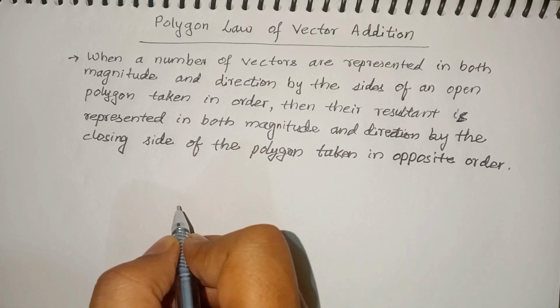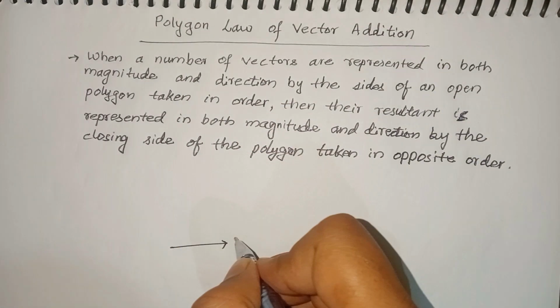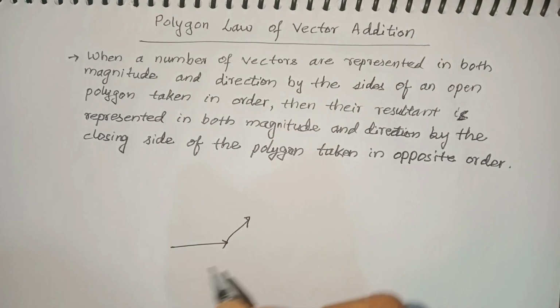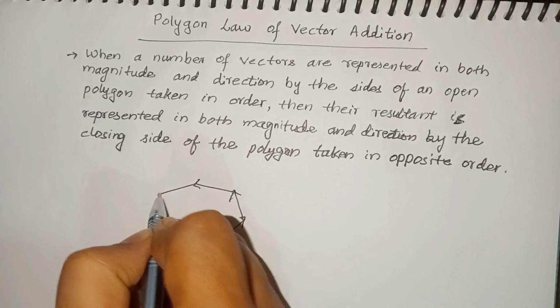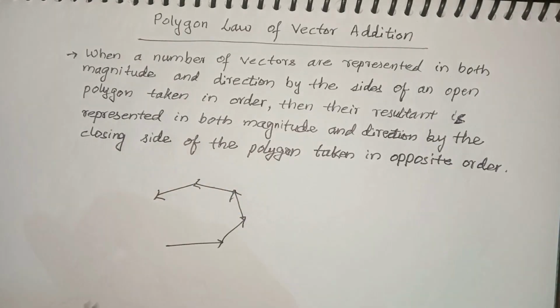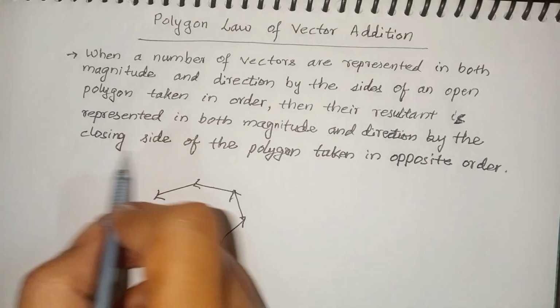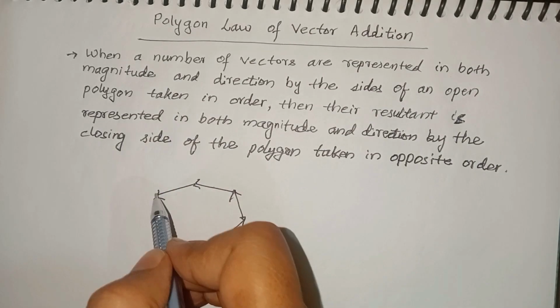Any number of vectors. Suppose we take 5 vectors. Another vector should be initiated from this point. This is one another, this is the next. Then what will be the resultant of this? The resultant will be the closing side of the polygon. Complete this polygon at first. This is the closing side.